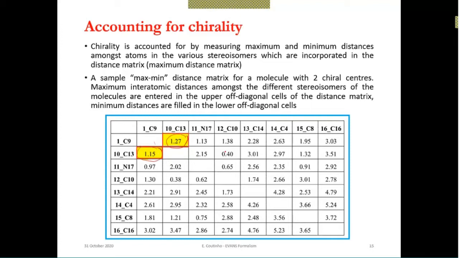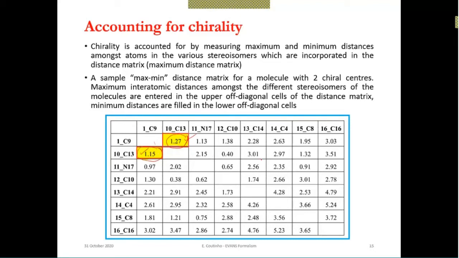Build all the stereoisomers. If there are three chiral centers, you build 2^3, that is 8 stereoisomers. You build all the structures, do the Morgan algorithm for them, and compute the distances. For a particular atom pair, you find the lowest distance and populate it in the lower half of the diagonal, and you find the highest and populate it in the upper diagonal. So this becomes a nice, intelligent way of treating chirality.